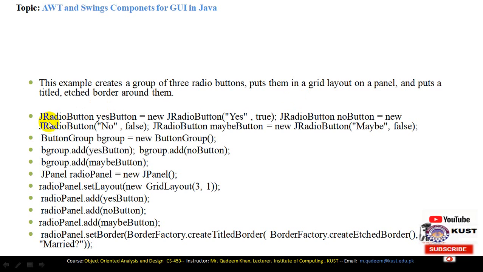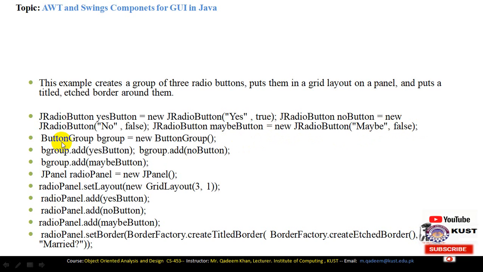Now look here: JRadioButton yesButton = new JRadioButton("Yes", true). This is the first radio button that we have declared. Next, JRadioButton noButton = new JRadioButton("No", false). The first one will be true by default, and the second one will be false, and the label will be No. And the third one, JRadioButton maybeButton = new JRadioButton("Maybe"), will also be false, and Maybe will be the label on the button.